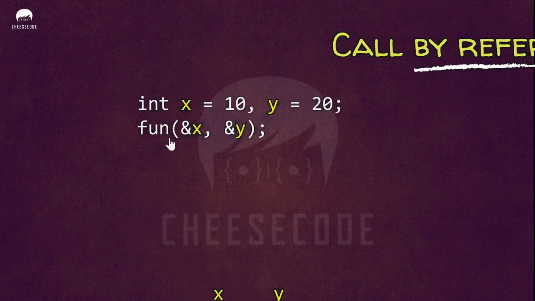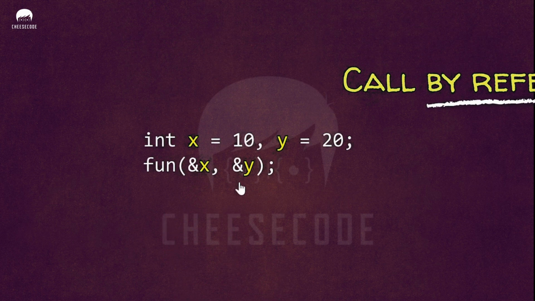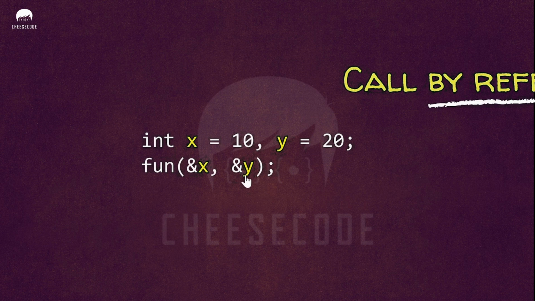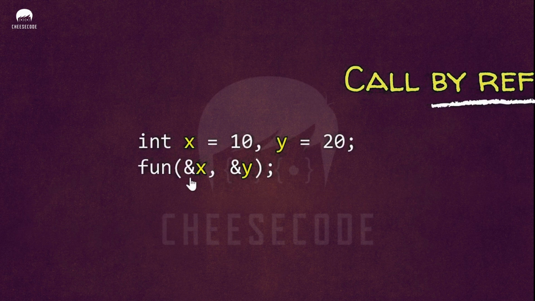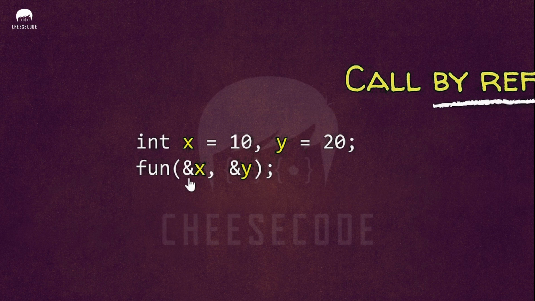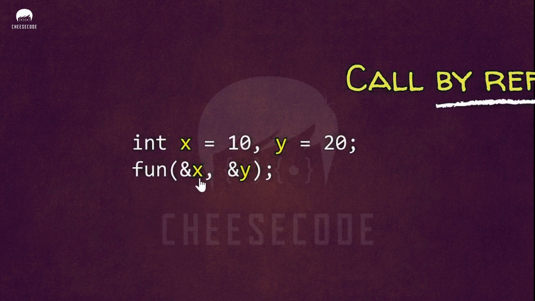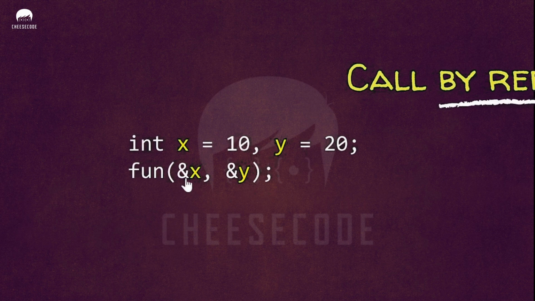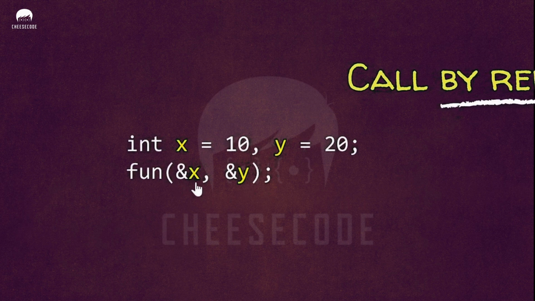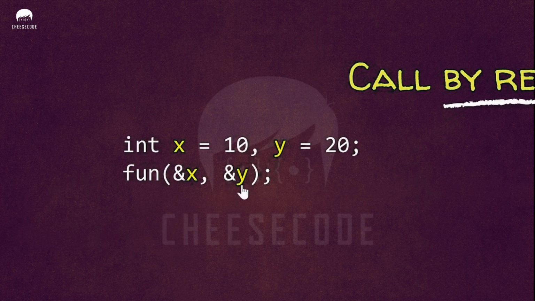Now in this calling procedure, you can notice the difference. Here instead of writing x and y directly, we are also mentioning these ampersand operators, which are also called address of operators. That means we are simply passing the addresses of these variables instead of passing the values. Here ampersand of x means address of x and ampersand of y means address of y.